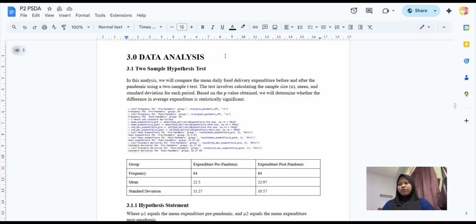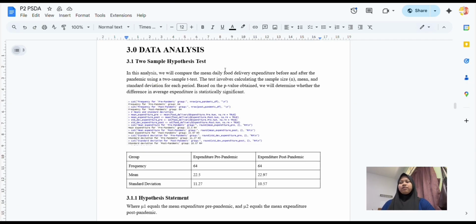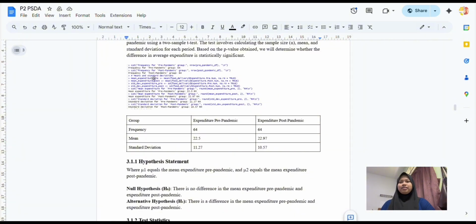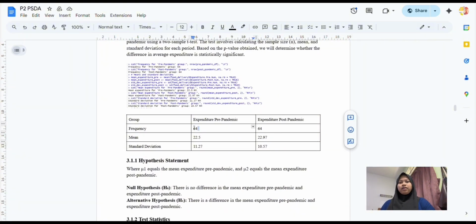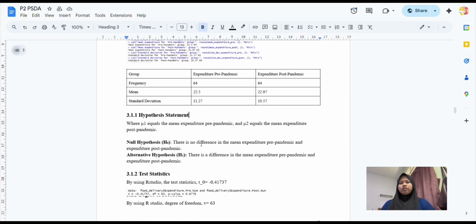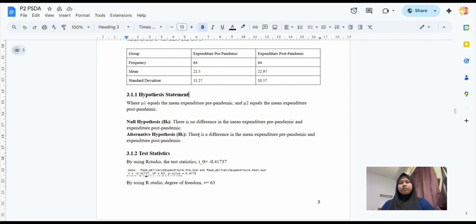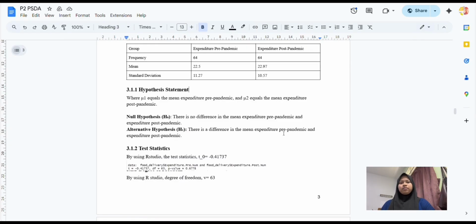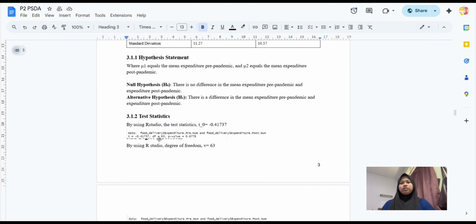For the hypothesis testing, we compared the average daily online food delivery expenditure before and after the pandemic using a two-sample t-test. We had 64 respondents for both pre-pandemic and post-pandemic, and the mean expenditure pre-pandemic is 22.5, post-pandemic is 22.97, with standard deviations of 11.27 and 10.57. The null hypothesis is that there is no difference in the mean expenditure pre-pandemic and post-pandemic, and the alternative hypothesis H1 is that there is a difference.